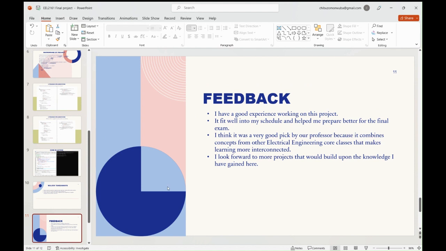The feedback I have for this project is that it was a very good experience working on it. It fit very well into my schedule and helped me better prepare for the final exam. I think it was a very good pick by our professor because it combines concepts from other electrical engineering core classes, which makes learning more interconnected. And I look forward to more projects that build upon the knowledge I gained here.